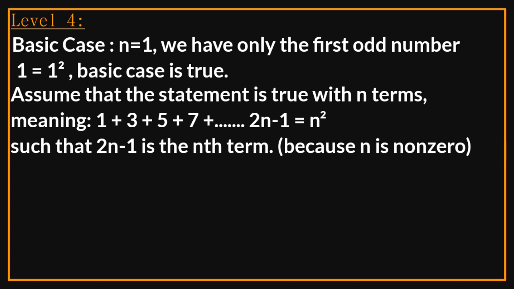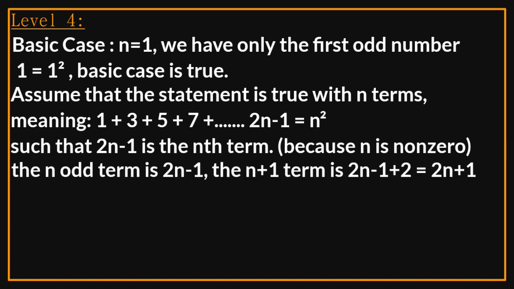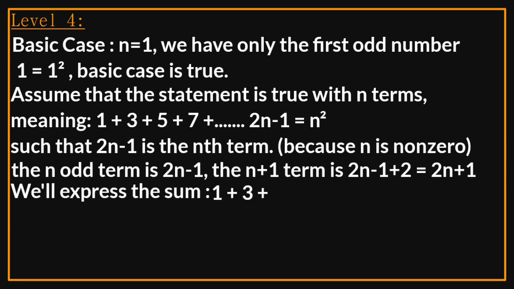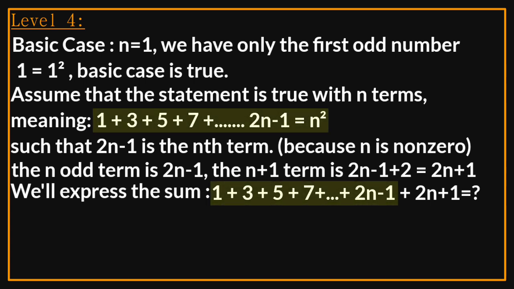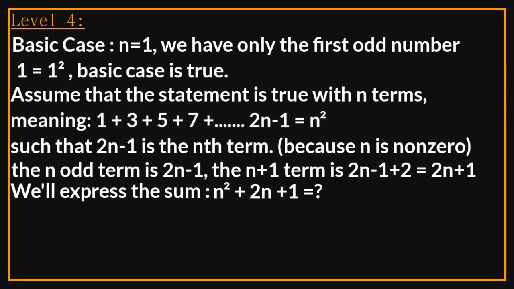Let's see. We clearly know that the difference between each consecutive odd number is 2, so we can express the n plus 1 term as the n term plus 2, which is 2n minus 1 plus 2. It's equal to 2n plus 1. We will then express the sum, 1 plus 3 plus 5 plus 7 until plus 2n minus 1 plus 2n plus 1. From what we previously supposed, we can replace the sum up to the n term with n squared, so we get n squared plus 2n plus 1, and according to binomial expansion, this is (n plus 1) squared.